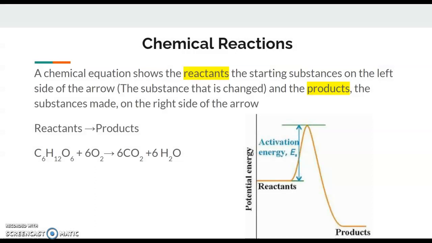A chemical reaction shows the reactants starting on the left side of the arrow, so sort of behind the arrow, and the products are shown on the right side of the arrow, so in front of the arrow. So if I give you a chemical reaction and say, hey guys, what are the reactants here and what are the products? You should be able to know based on where each atoms and molecules are in relation to the arrow.